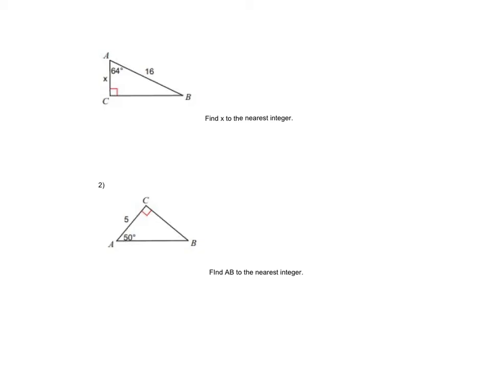Okay, these problems are all problems dealing with cosine. And what we know is cosine of the ratio is equal to adjacent over hypotenuse. Okay, it's similar to sine in the fact that it's always over the hypotenuse, which is across from the right angle.